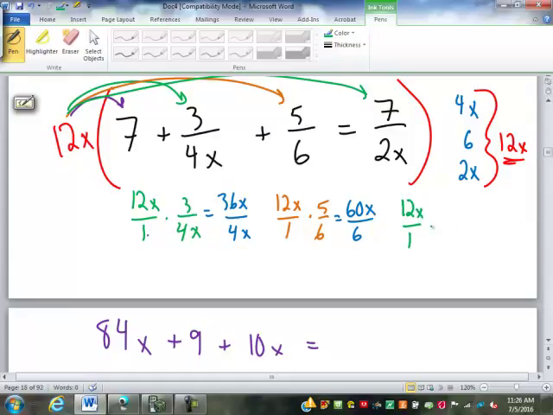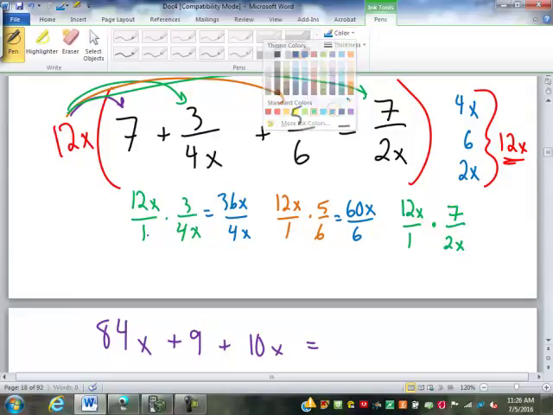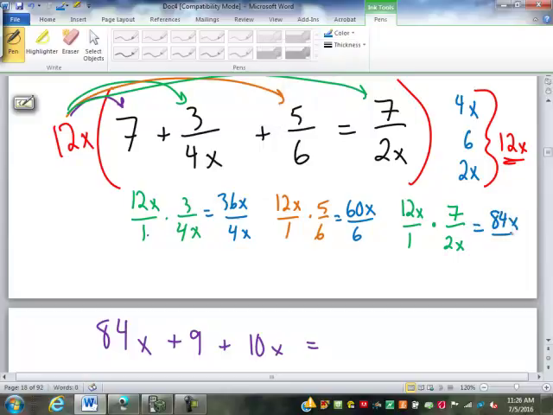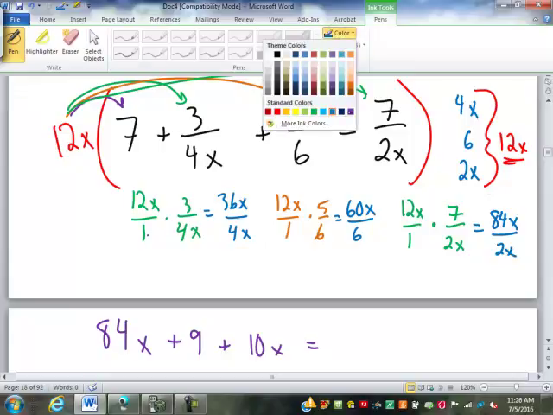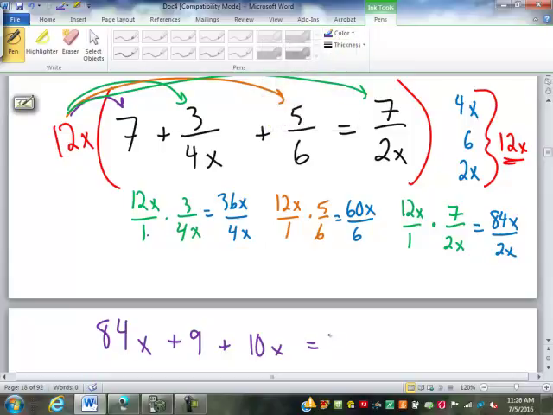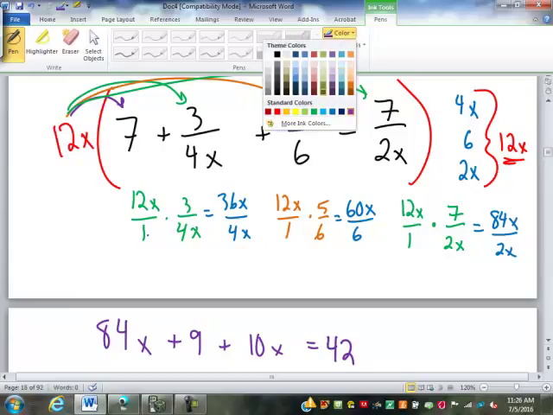So again, it's 12x over 1. Did I say divided by again? No, times 7 over 2x. Sorry. 12x times 7 over 2x. So 12x over 1 times 7 over 2x. 12x times 7 is 84x. 1 times 2x is 2x. 84 divided by 2 is 42. And x divided by x divides out.